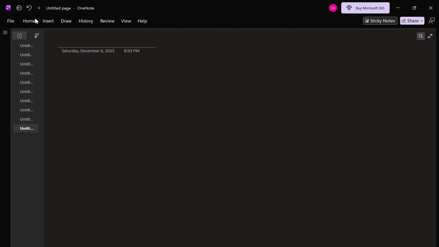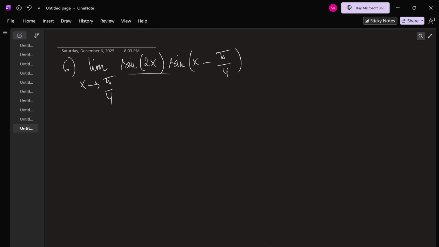So number 6, we will calculate the limit of sine 2x times sine of x minus pi over 4 when x goes to pi over 4, and we have in the denominator sine x minus cosine x.